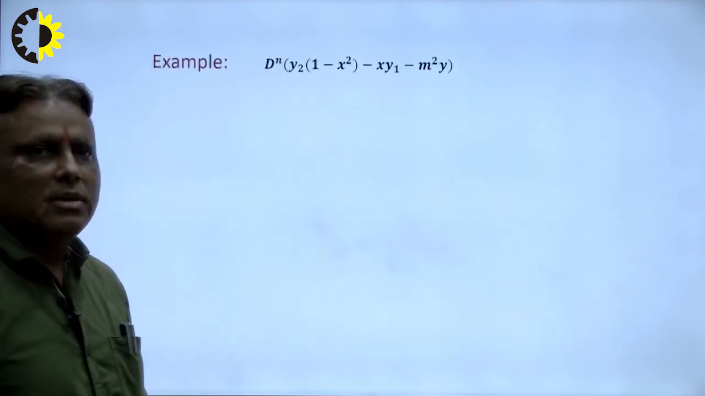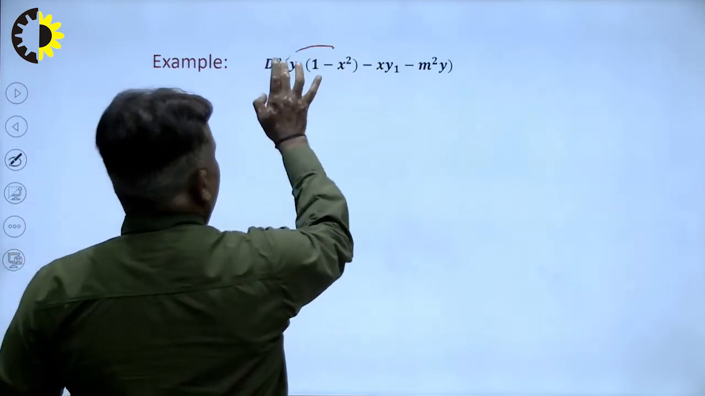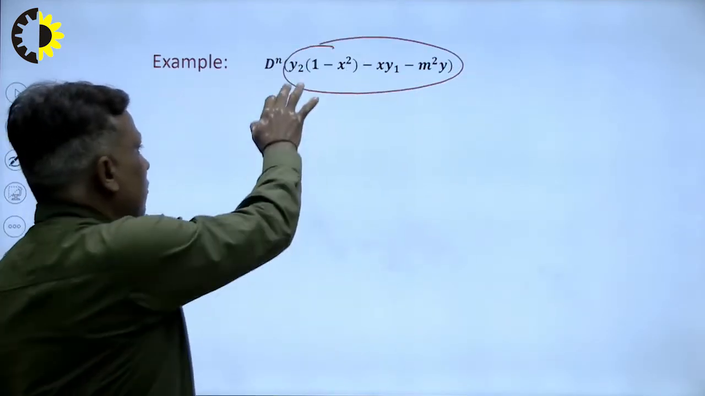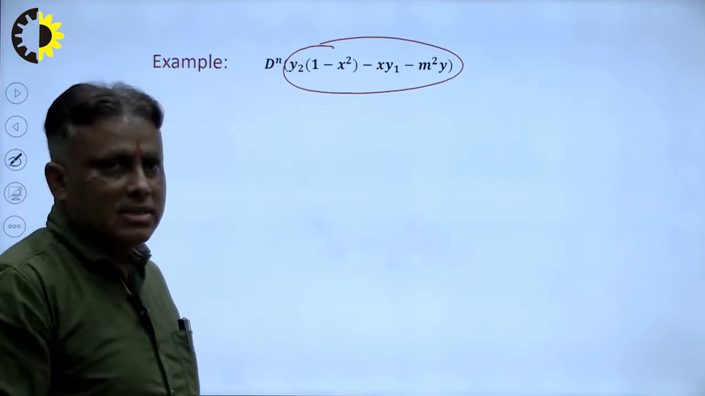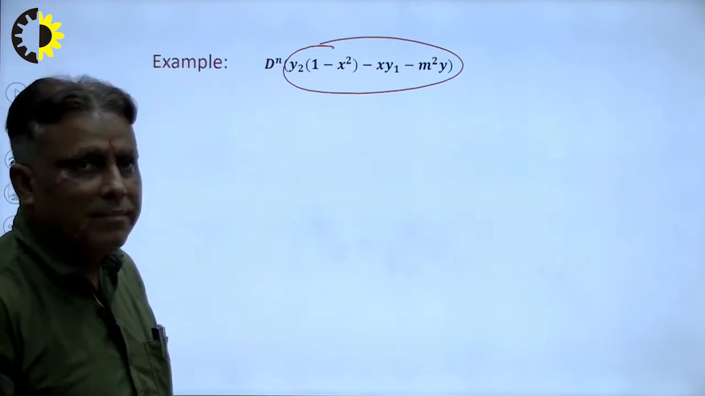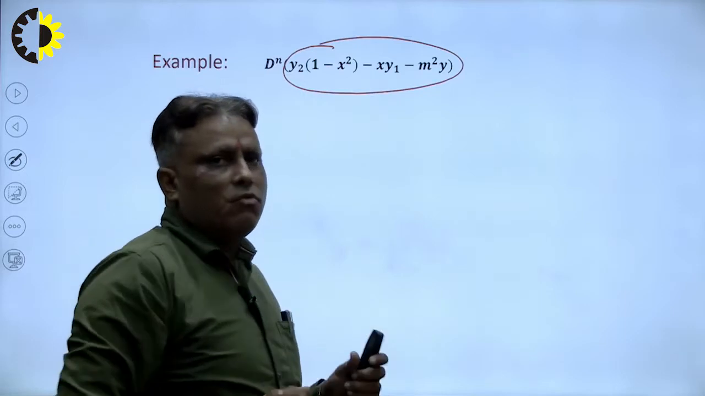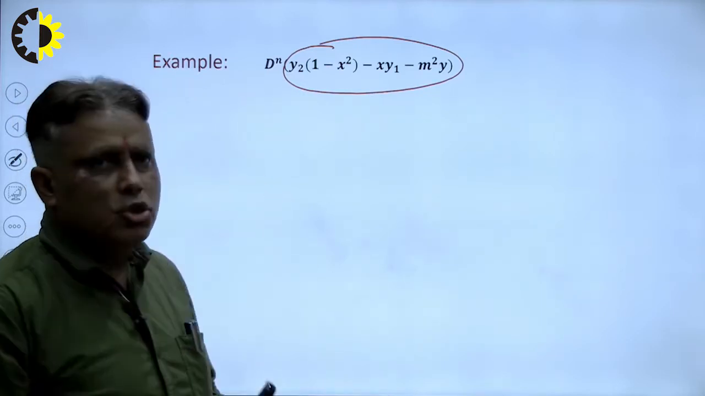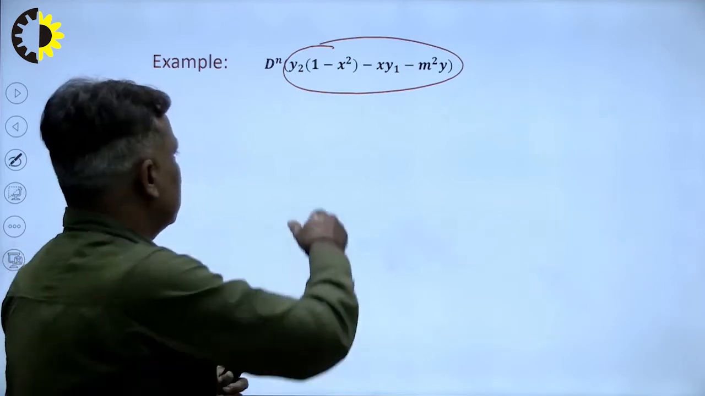I will explain again. Suppose I have a function, right? This is the function, and how do we apply the Leibniz theorem n times? What is the meaning of y2? Y is a function of x, and y2 means the second derivative of y. What is the meaning of y1? Y1 is the first derivative of y here. So how do we apply the Leibniz theorem to all these terms?